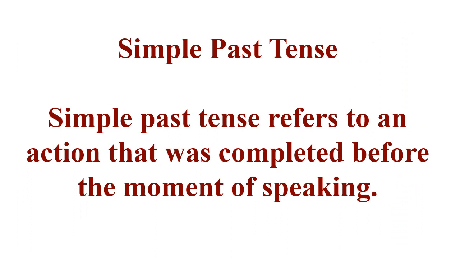Simple past tense. Simple past tense is used to refer to an action that has already been completed before the moment of speaking. So simple past tense is used to talk about completed actions in the past, and to frame a sentence in the simple past tense, add the past form of the verb or verb 2 after the subject.